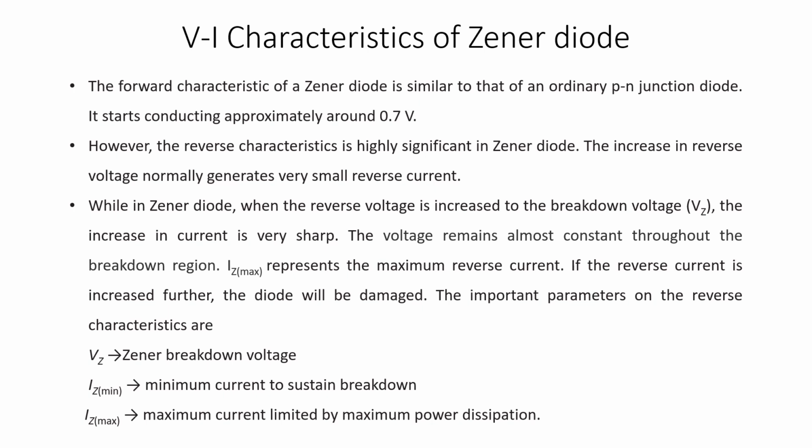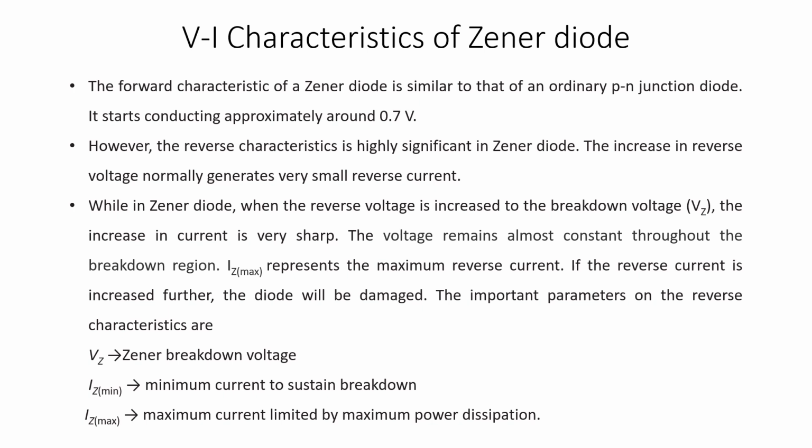At a certain value of reverse voltage, the reverse current will increase suddenly and sharply. This is an indication that the breakdown has occurred. The breakdown voltage is called as Zener breakdown voltage or Zener voltage. It is denoted by Vz. The value of Vz can be precisely controlled by controlling the doping level of P and N region at the time of manufacturing of Zener diode.